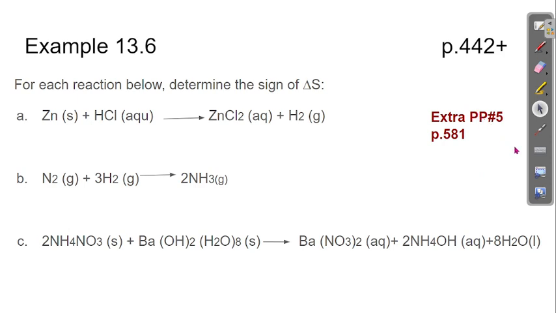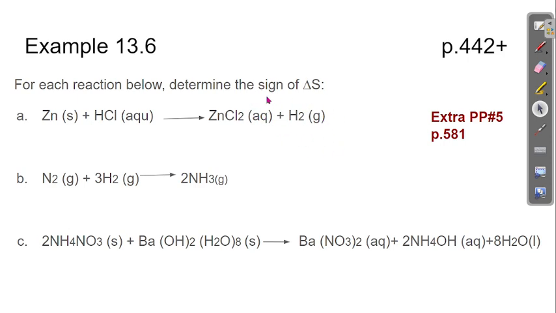For each reaction below, determine the sign of the entropy. Well, let's look at all of it. Solid, aqueous, and gas. Solid is the least. Aqueous has some. Here we have aqueous too, and then we have a gas.